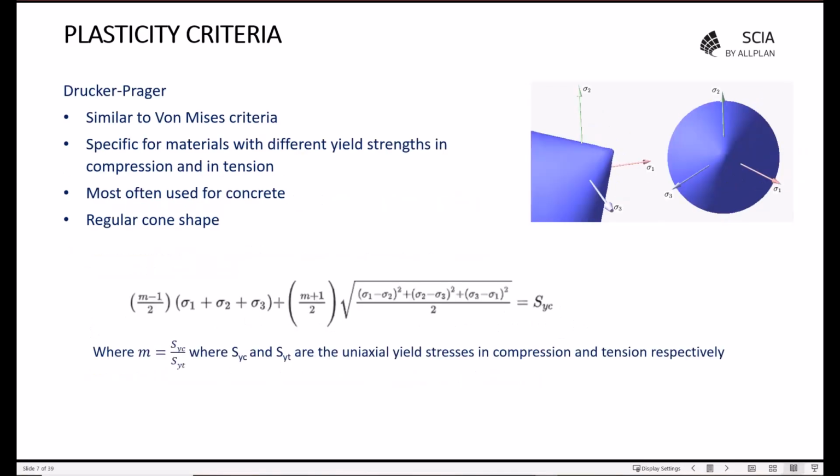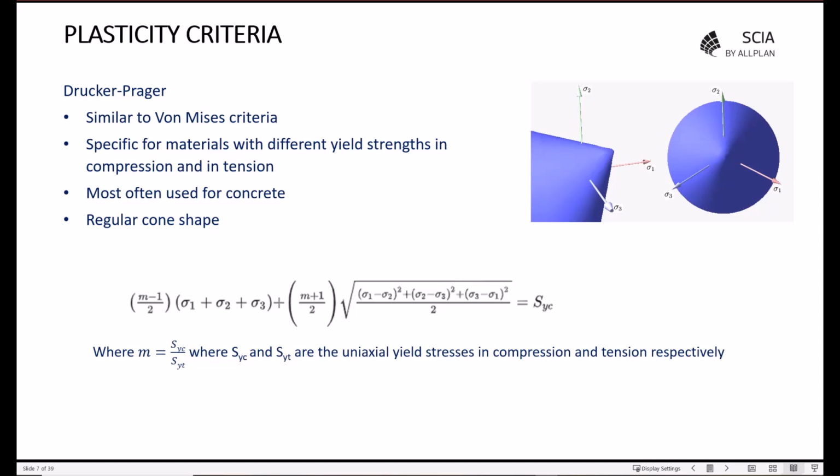So now we have the third criteria, which is Drucker-Prager, which is similar to the von Mises criteria. It's specific for materials with different yield strength in compression and in tension, and it's most often used for concrete, which is a material for which both normal stresses and shear stresses can determine rupture. The representation is a regular cone shape.